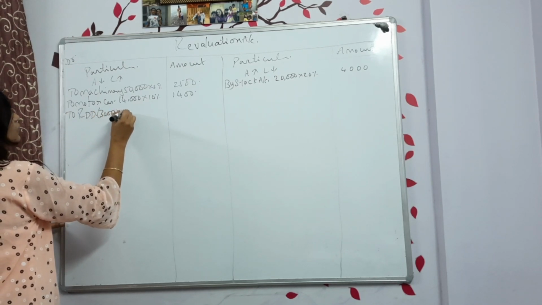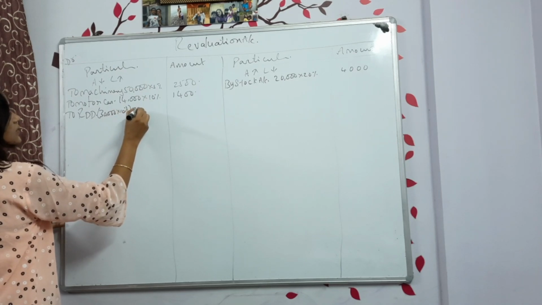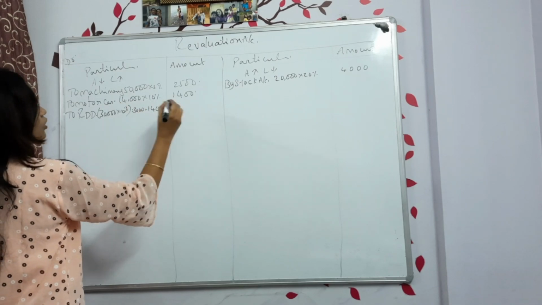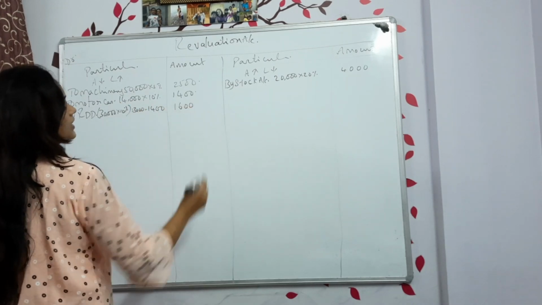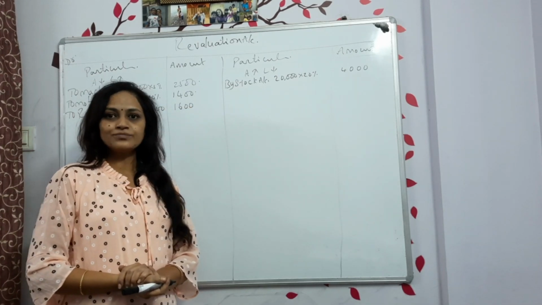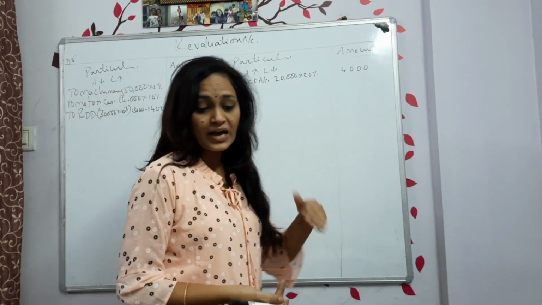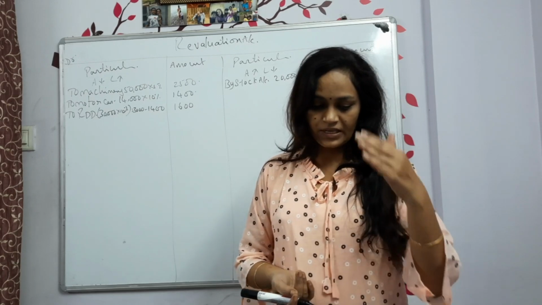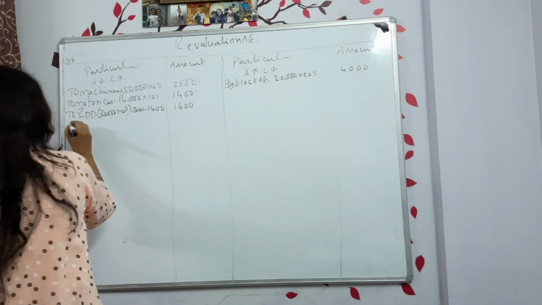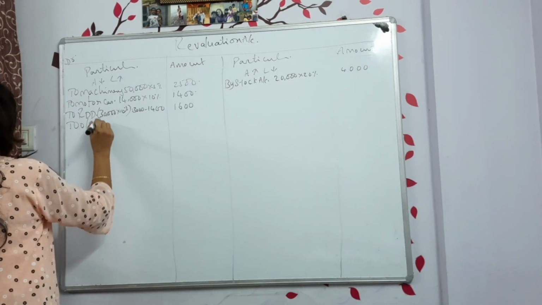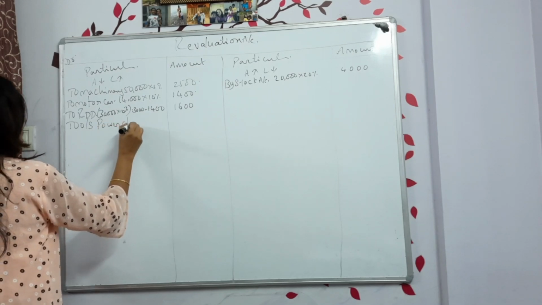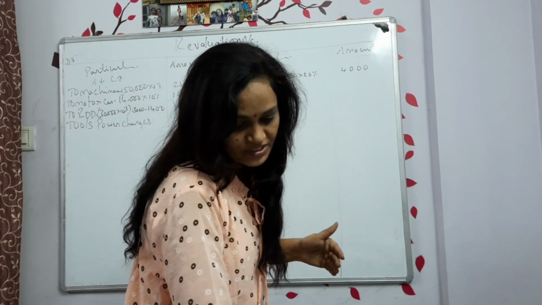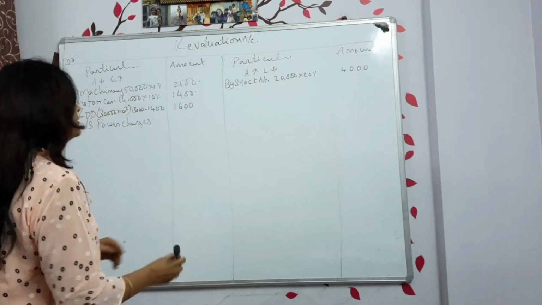30,000 into 10%. How much will you get? 3,000. Already 1,600 they have provided. Now, how much will you get? 1,400. Clear? This is 1,400. Now, check what are the other adjustments we have. Outstanding power charges are there. Outstanding power charges, that is a new liability. What is the amount of outstanding power charges? It is 1,100. Now do the total.